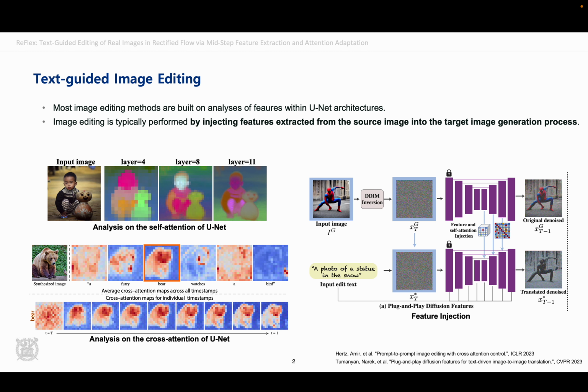Previous image editing methods, such as prompt-to-prompt and plug-and-play, were primarily developed based on the analysis of UNet-based text-to-image models, which were the dominant architecture at the time. These methods first identified internal UNet features that capture the structural information of an image, then extracted those features from a given source image and injected them into the generation process of another image to perform the desired edit.